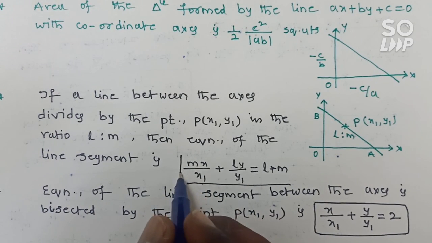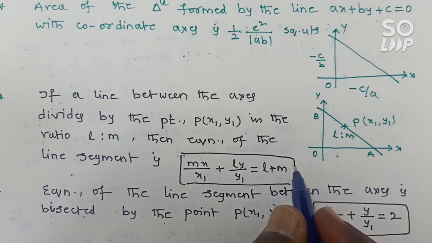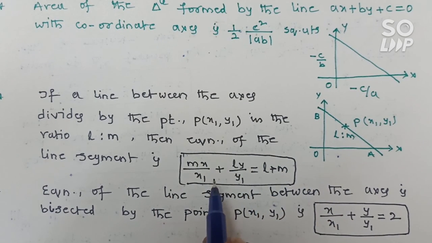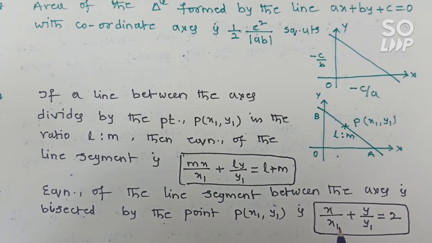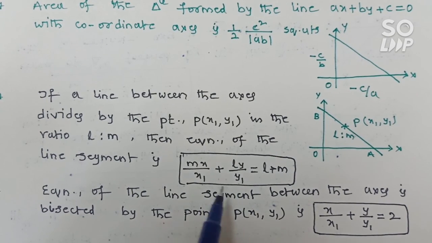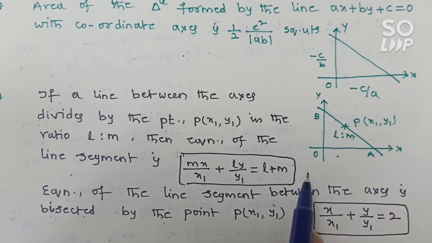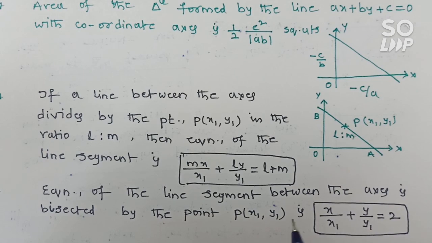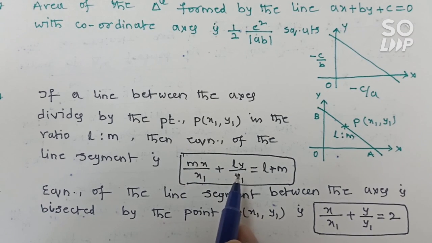So please all of you try to remember these two formulas, or at least if you remember the main formula, then obviously you can remember this formula. Why? Because bisected means the ratio L is to M is equal to 1:1. So by substituting L is equal to 1 and M is equal to 1, you will get that other deduction.